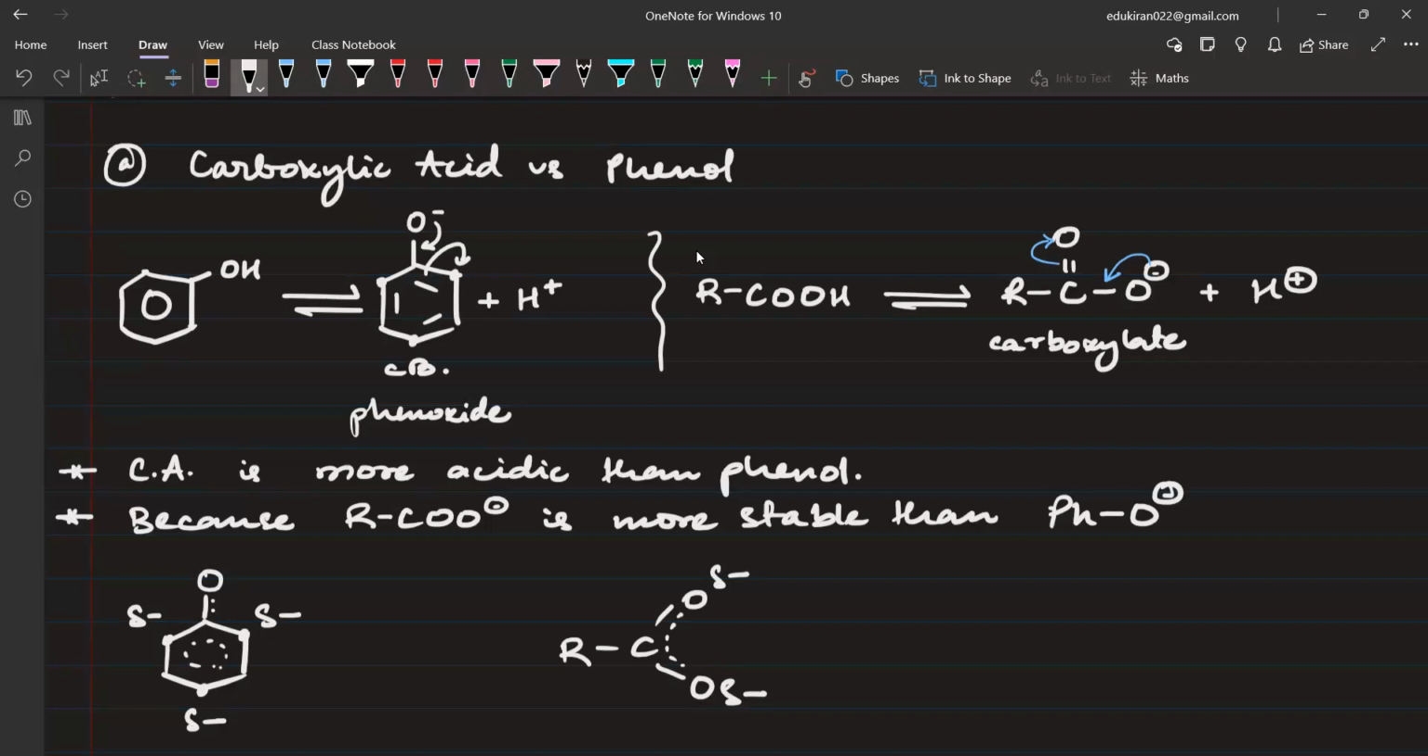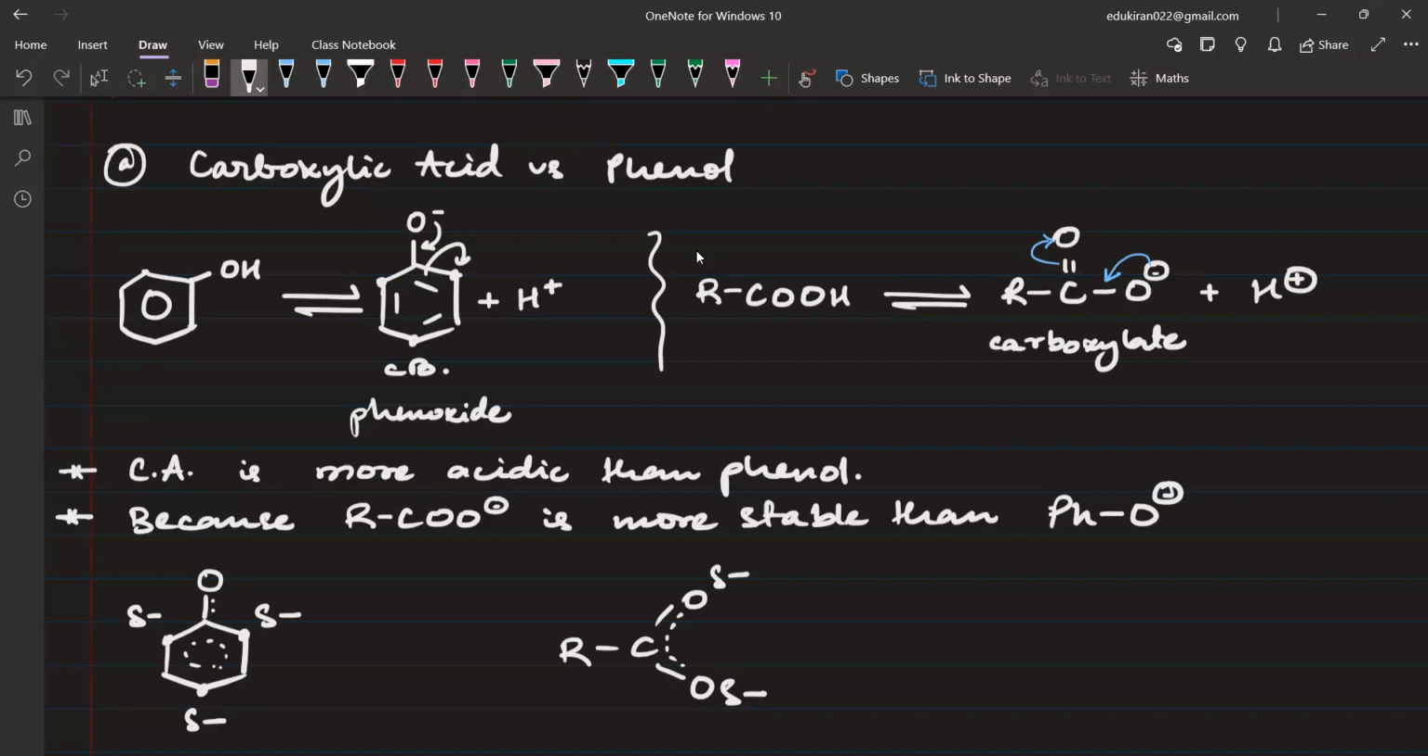Oxygen is more electronegative. If it is more hungry, oxygen always says, give me electron. That is why negative charge on oxygen atom is more stable. In the case of phenoxide ion, we are having negative charges on carbon atom. In the case of carboxylate, we are having the negative charge on oxygen atom, which is more electronegative. That is why it is more stable.